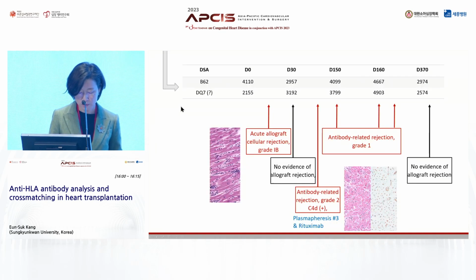In the post-transplantation, the patient encountered acute allograft cellular rejection and antibody-related rejection with presence of donor-specific antibodies. But since then, despite the persistence of low-level DSA, there was no evidence of rejection, and the patient's overall condition is currently favorable for over 700 days.